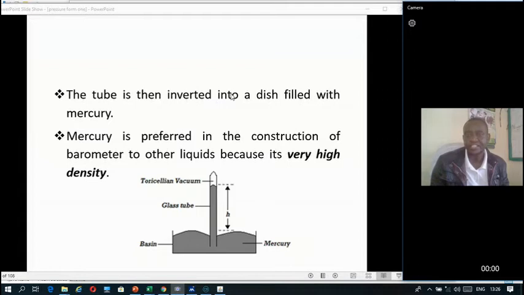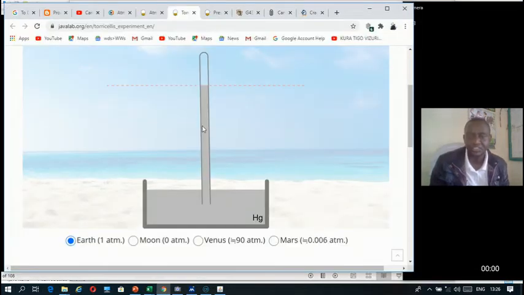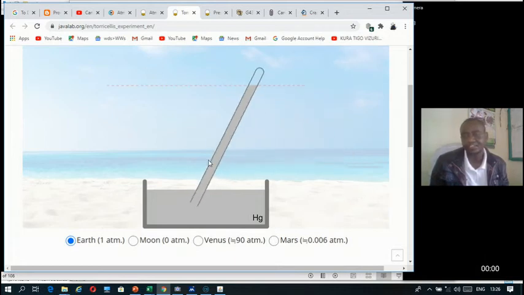The tube is then inverted in a dish filled with mercury. Mercury is preferred in the construction of a barometer to other liquids because it has a very high density, and that's what I've demonstrated here. That is the tube, close one end, then invert inside. By that, you would have made a barometer.